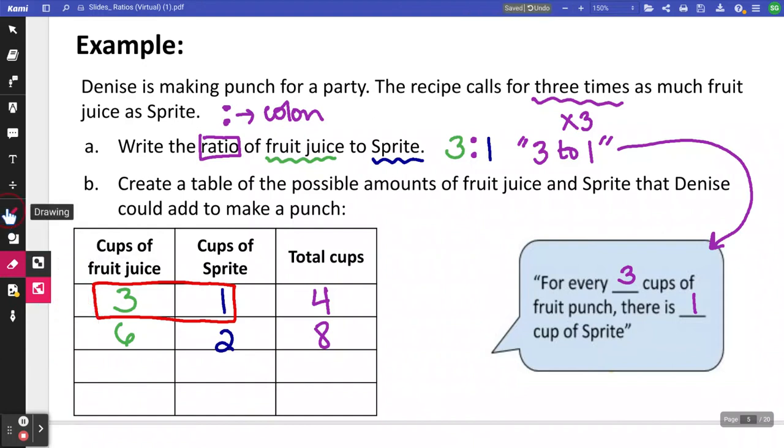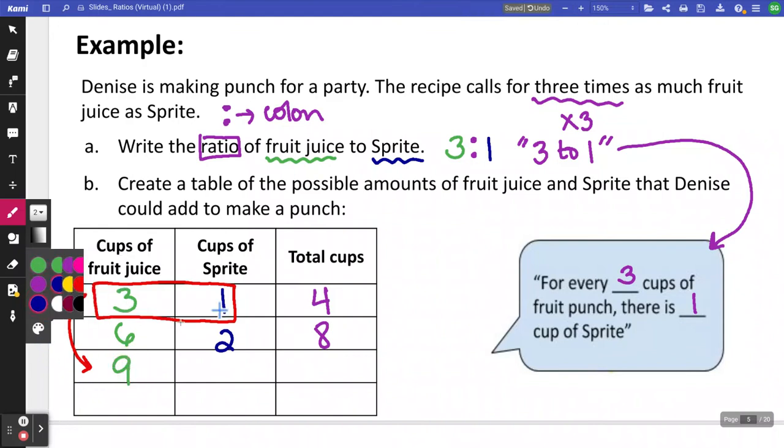Now that was Denise doubling the recipe. What if Denise wanted to triple the recipe? Go ahead, pause the video, and see if you could come up with what that third row in our table would look like if she wants to triple. Well, tripling means we're now not doubling, we're multiplying by 3 for tripling. If she wants to triple this recipe, that would mean she needs 9 cups of fruit juice and she needs 3 cups of Sprite, and that would give her a total of 12 cups of punch.